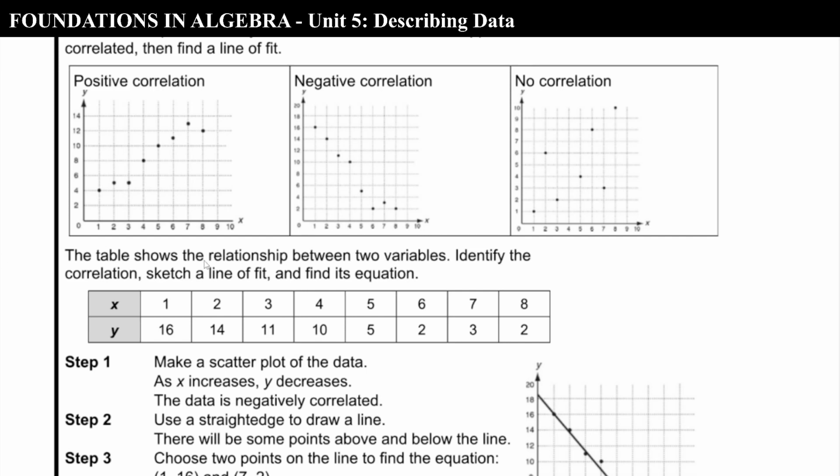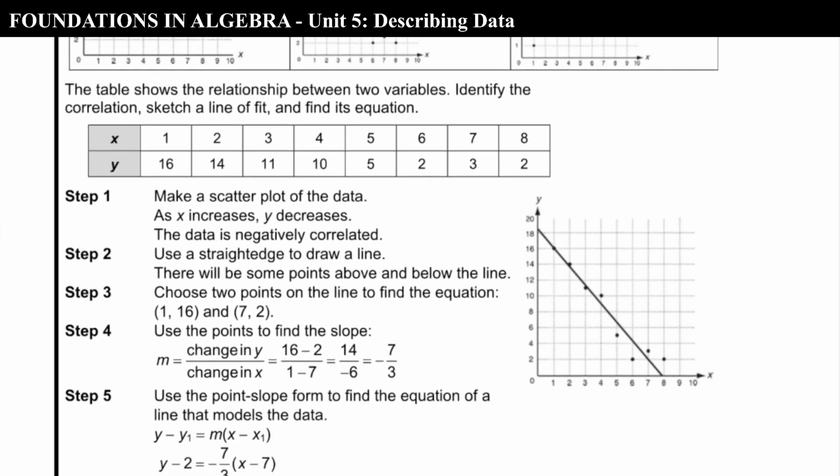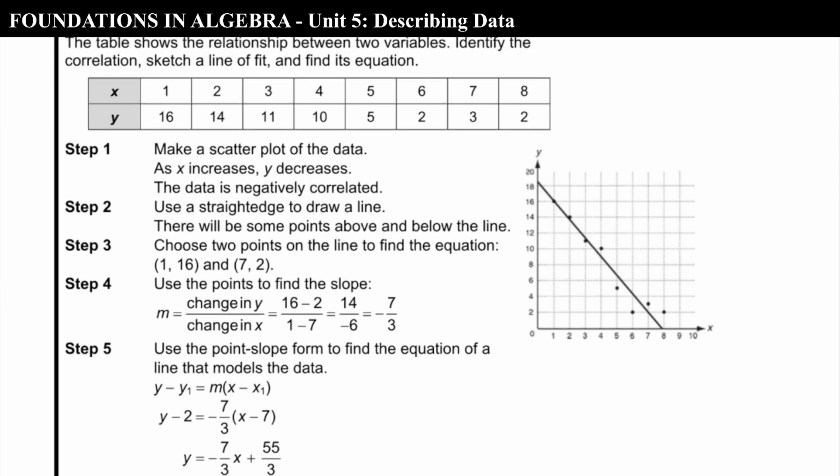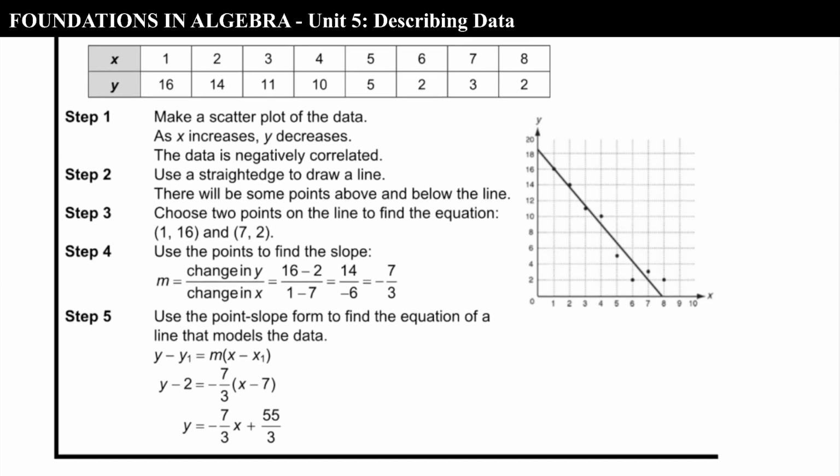The table here shows the relationship between two variables. We're going to identify the correlation, sketch a line of fit, and find its equation. So to do that, first you plot all the points on the graph, which was done here. And then once they are plotted, you are going to use a straight edge to estimate a trend line. Try to get about the same number on one side as you do on the other. Okay, so this is about as good as our trend line can get.